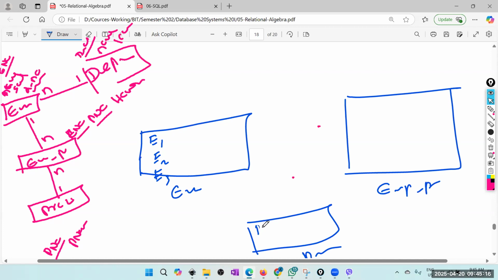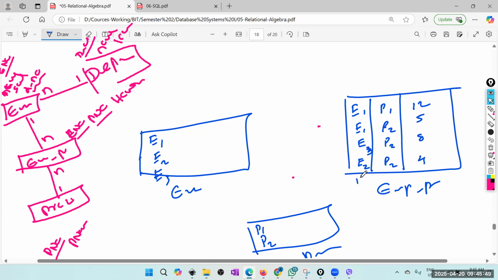And in project I have P1, P2. And this is my employee project. I just show you the primary key and maybe number of hours. Employee 1, project 1, say 12 hours. Employee 1, project 2, 5 hours. Employee 3, project 2, 8 hours. Employee 2, project 2, 4 hours. And employee 2, project 1, 8 hours.